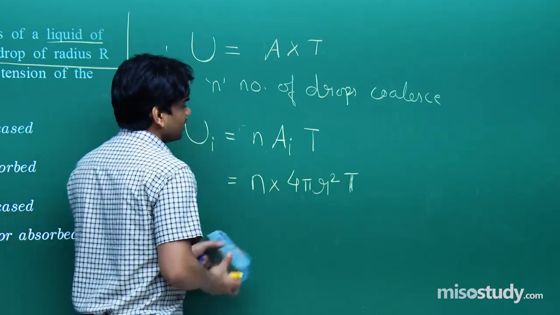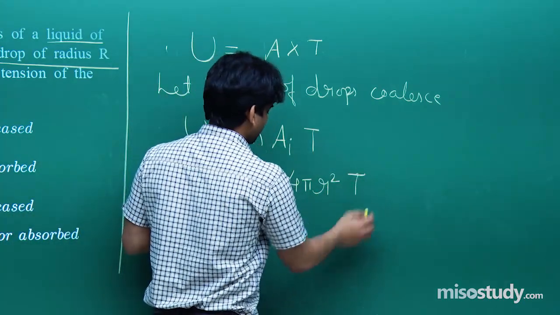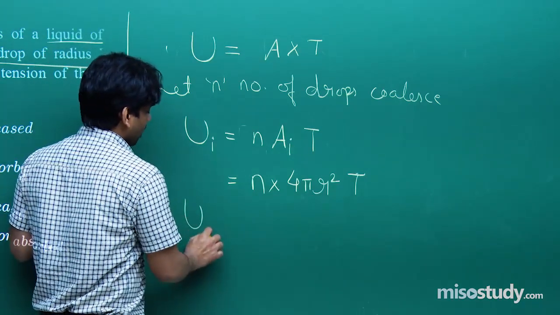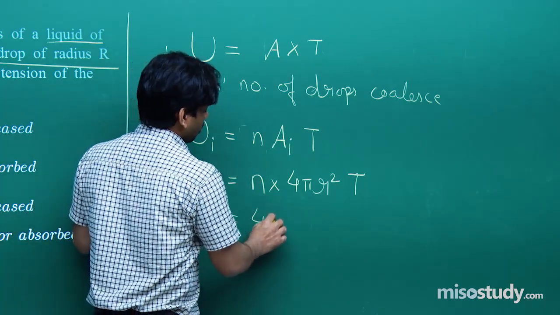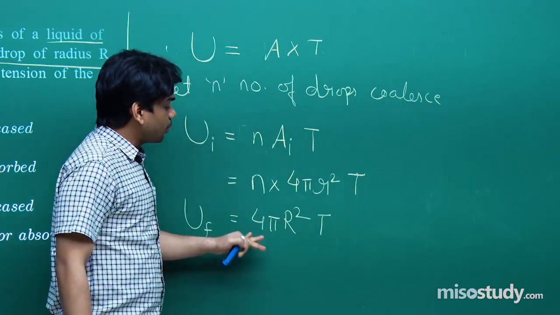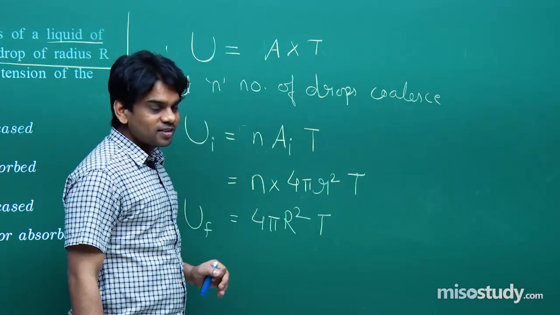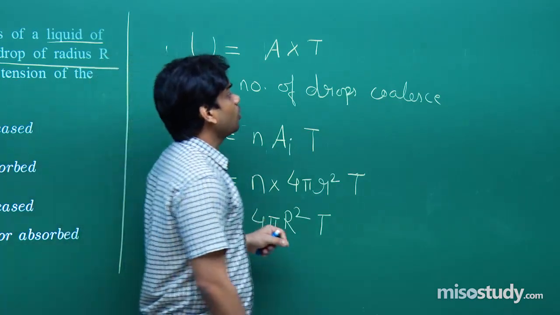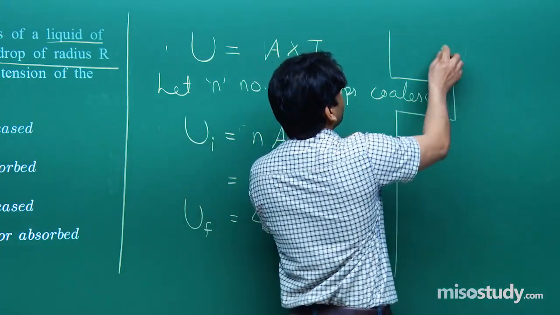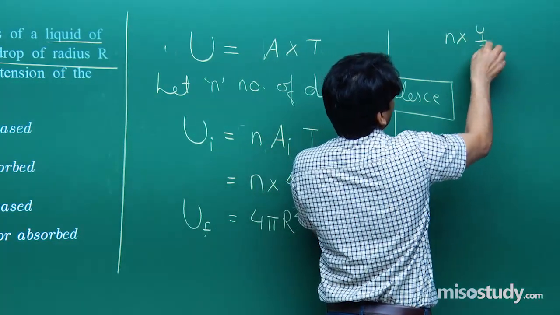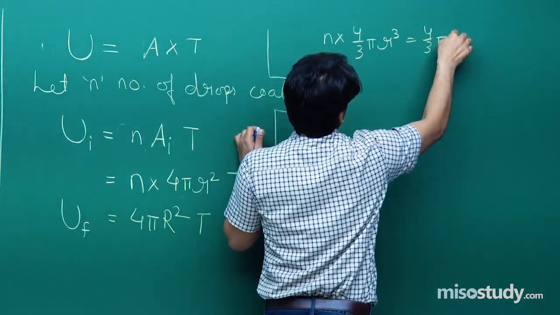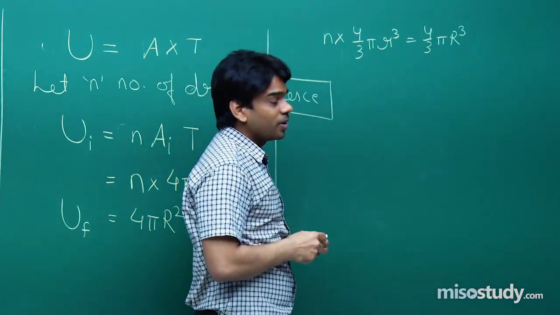First thing we obtained in this way, and you can leave it in this way, not a problem. Now the final surface energy after coalescing, one drop is made, of surface area 4 pi R square multiplied with T. The unknown in these two equations will be N. We all know that the larger drop is formed due to coalescing of smaller drops. You can say that N into 4 by 3 pi r cube will be equal to 4 by 3 pi R cube.